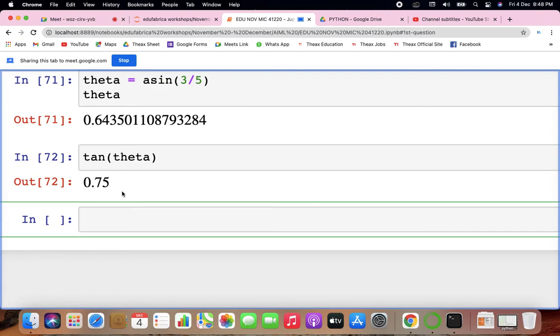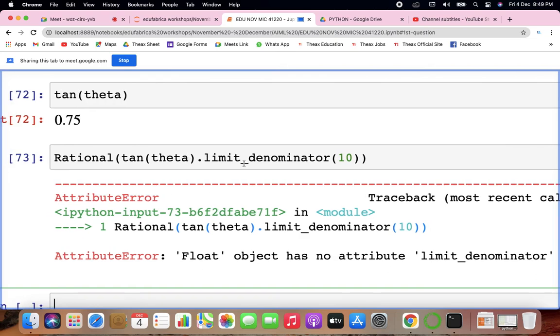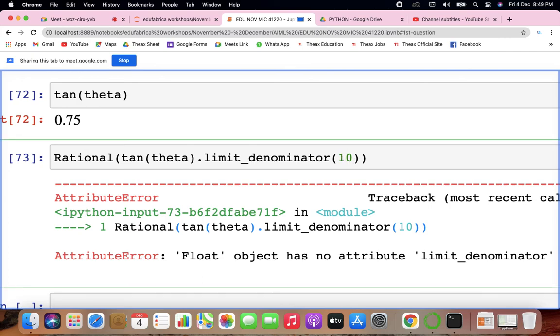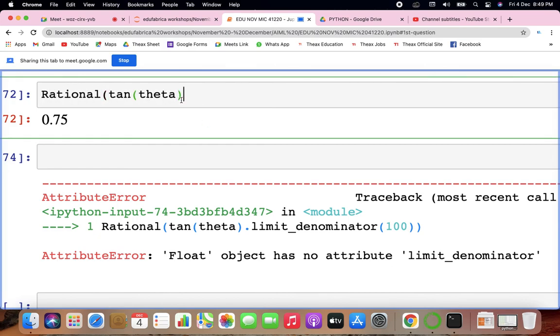So let's make it. So we'll be writing the rational limit of the denominator. So it would be rational of this tan theta, and then making it limit denominator. So limit the denominator with 10, 100, whatever you want, right? Float object has no attribute of limit denominator, just a minute. Cos theta tan is there, okay, and limit of, with the denominator of 100, let's see. Rational of this with limit underscore of denominator with 300. Let's solve it.